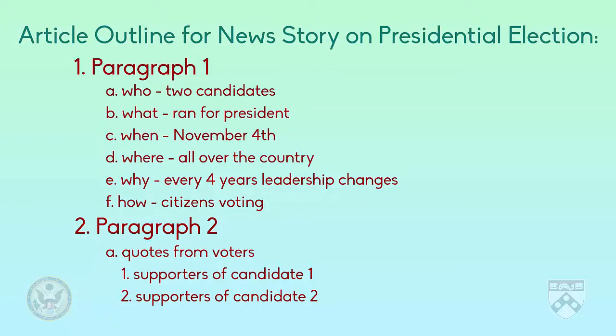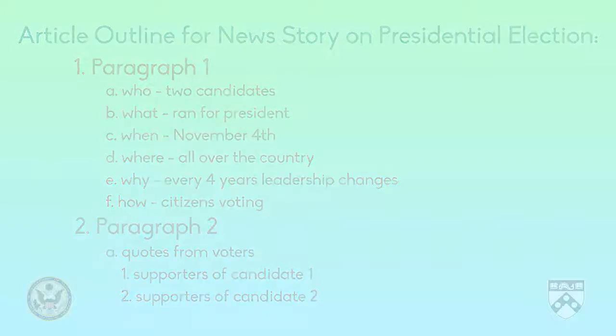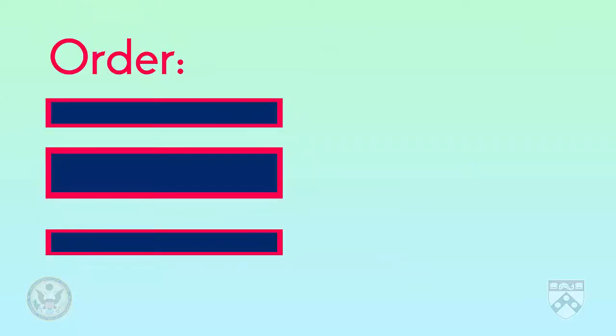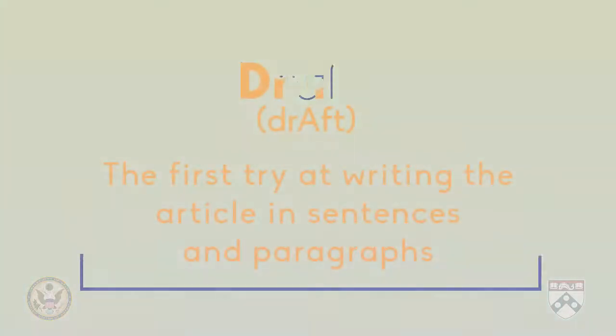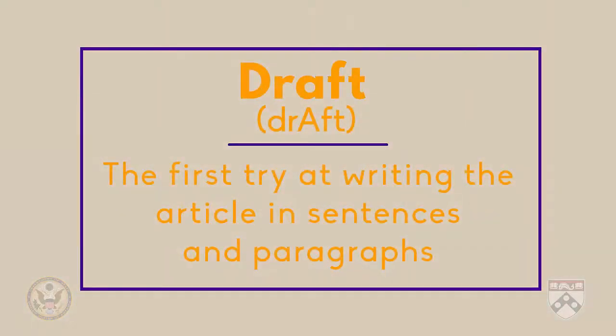The next phase in the journalist's process is drafting. Now that the journalist knows the order of the ideas, they can write their first draft. A draft is the first try at writing the article in sentences and paragraphs.